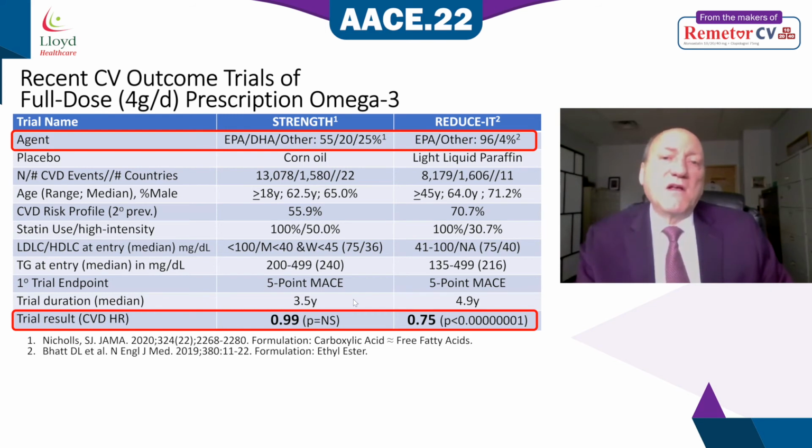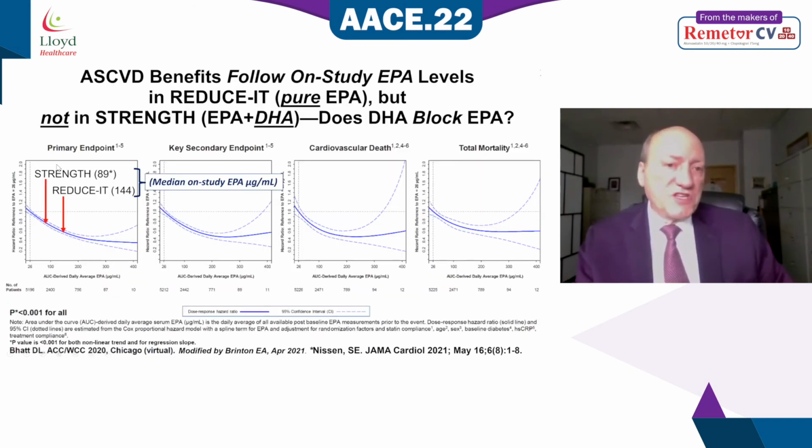Why is that? Is that because there wasn't enough EPA or maybe too much DHA? Well, let's look at it. Here you see data from REDUCE-IT. See that blue curve? Notice how the higher the EPA levels in the plasma, the greater the benefit for the primary endpoint, the secondary endpoint, cardiovascular death, total mortality. There's a very steep slope. The higher the EPA levels, the better the result. And notice that STRENGTH did not have as high an average EPA level.